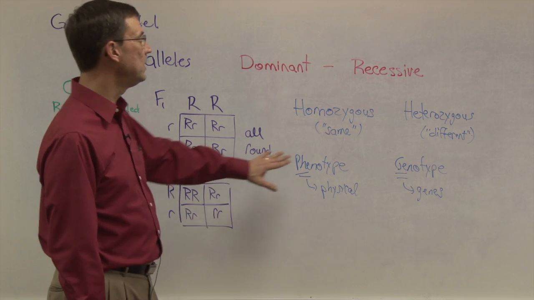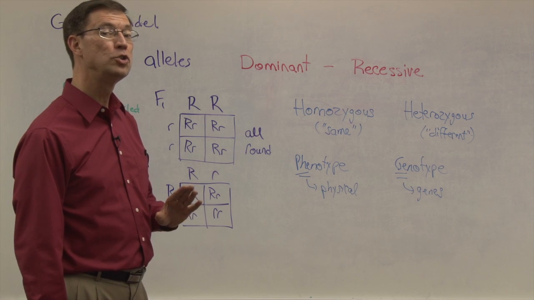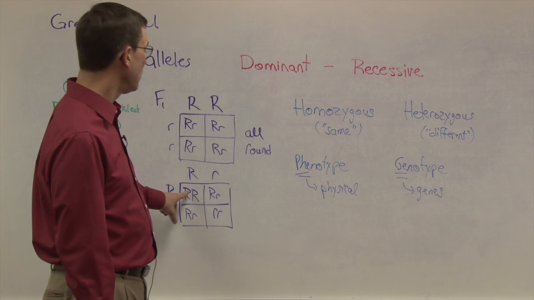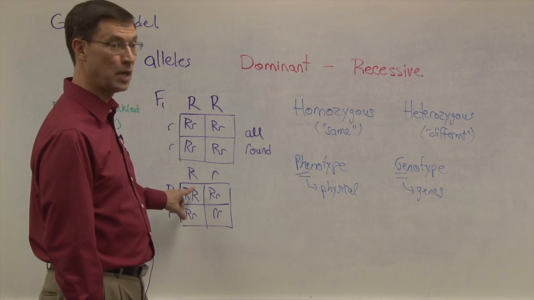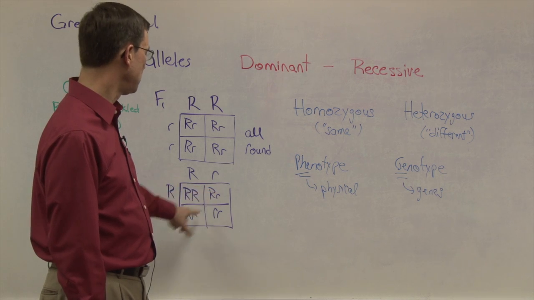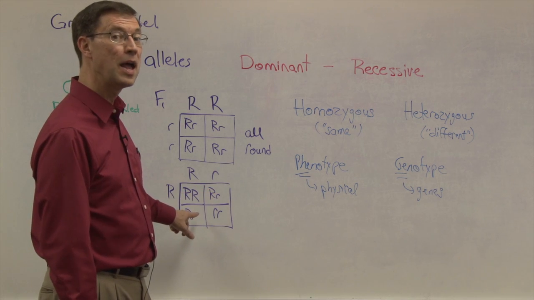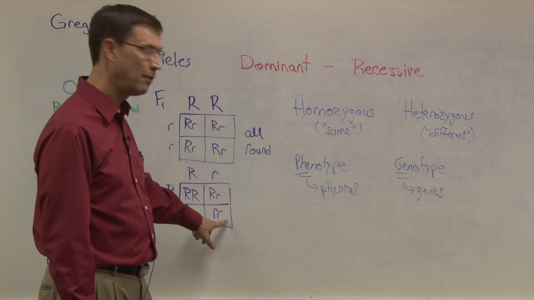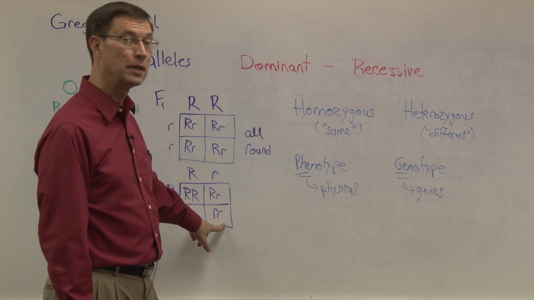That's the phenotype. But when we start talking about the genotypes, 25% is homozygous round, 50%, 2 out of 4, is heterozygous round. And then we only have the one that's homozygous wrinkled.